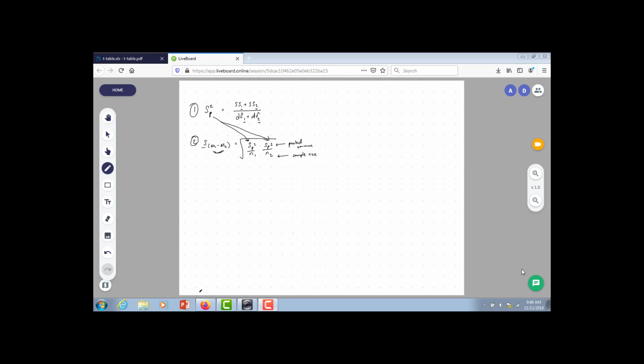Do not look at this as being a formula. Okay, it's just simply an abbreviation that represents the standard error for the sample mean difference.